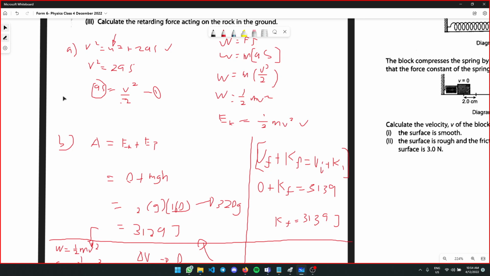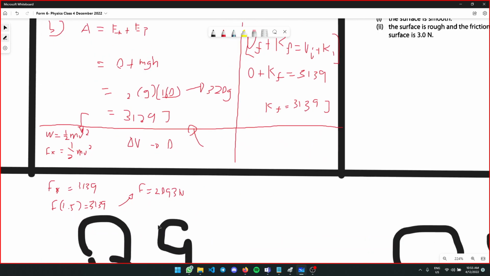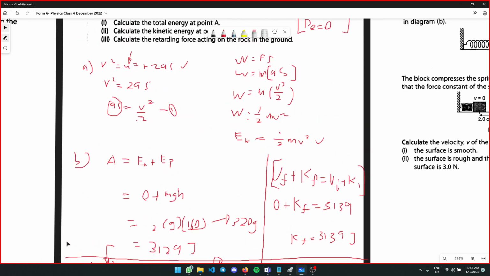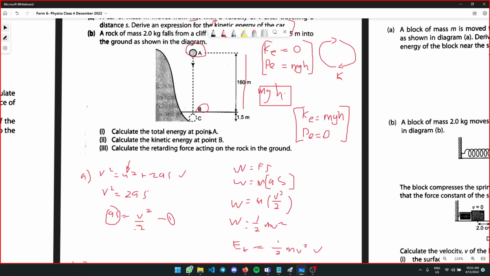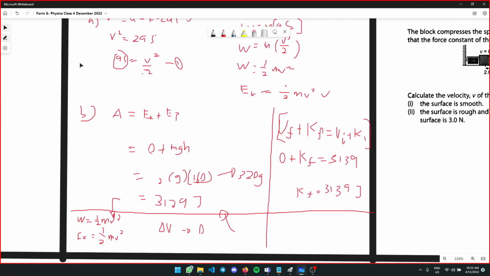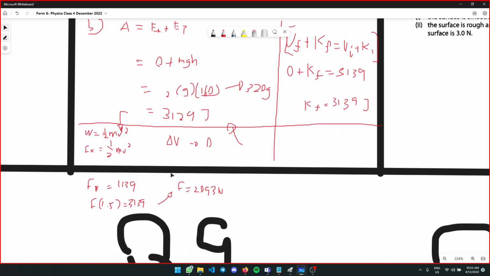But why can't we use the impulsive force formula, mv minus mv over t? The reason is simple. It did not give us a time, so we use this method. If they give us a time, we can use the time formula. But here they did not give us a time, so we cannot use time. That's all. So we use Fx equals 1 over 2 mv squared.